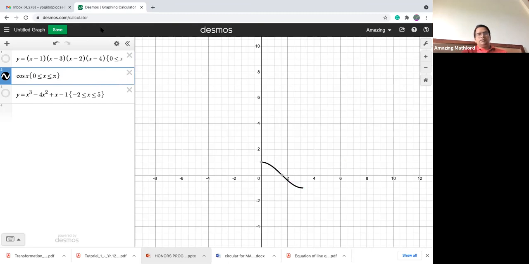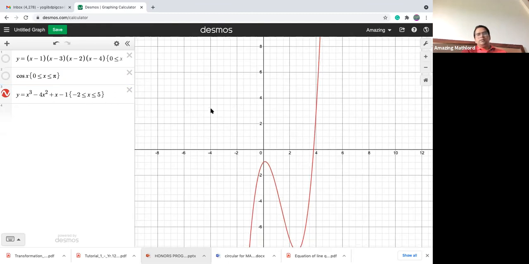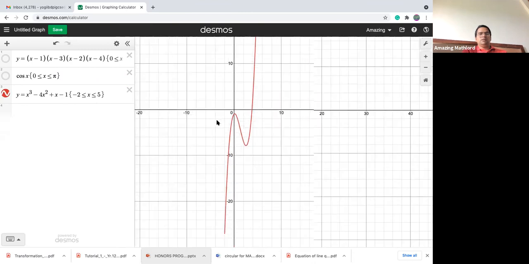Now coming to the third solution, which is the last question: x cubed minus 4x squared plus x minus 1 from -2 to 5. I wanted to find out whether the function is one-to-one or not.